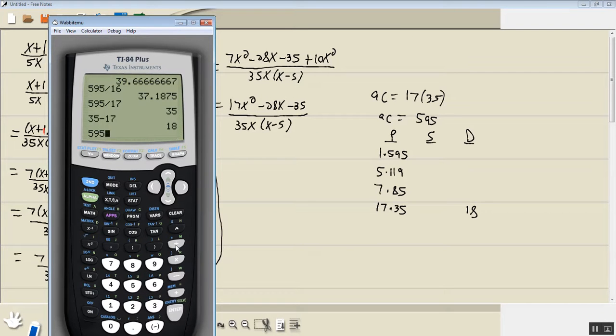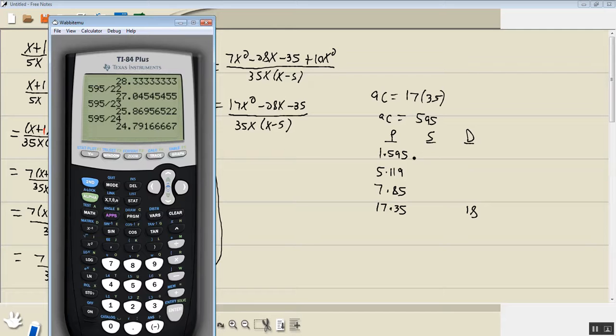595 divided by 18, 19, no, it won't be by 20, by 21. Just about done. 595 divided by 22, 23, 24. And notice how that's 24, so that's as good as it gets.